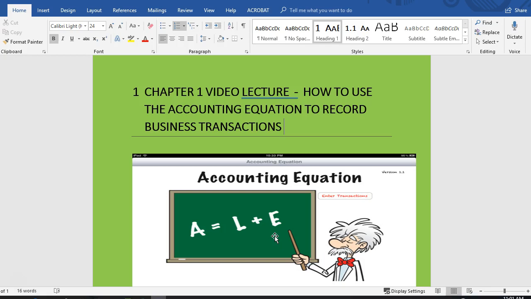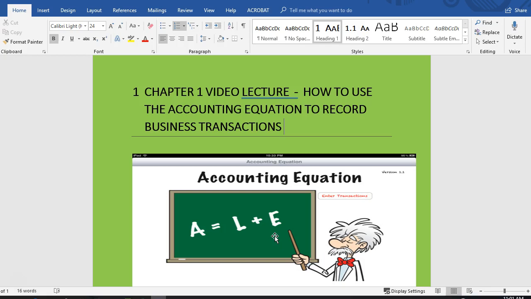Equity represents the owner's financial interest in his or her business organization, or it could be in the form of a corporation. This equation can be utilized by companies to record and keep track of their different types of business transactions. This accounting equation must always be in balance, meaning your assets must equal your liabilities plus your equity. There's never going to be a time when the accounting equation should not be in balance.